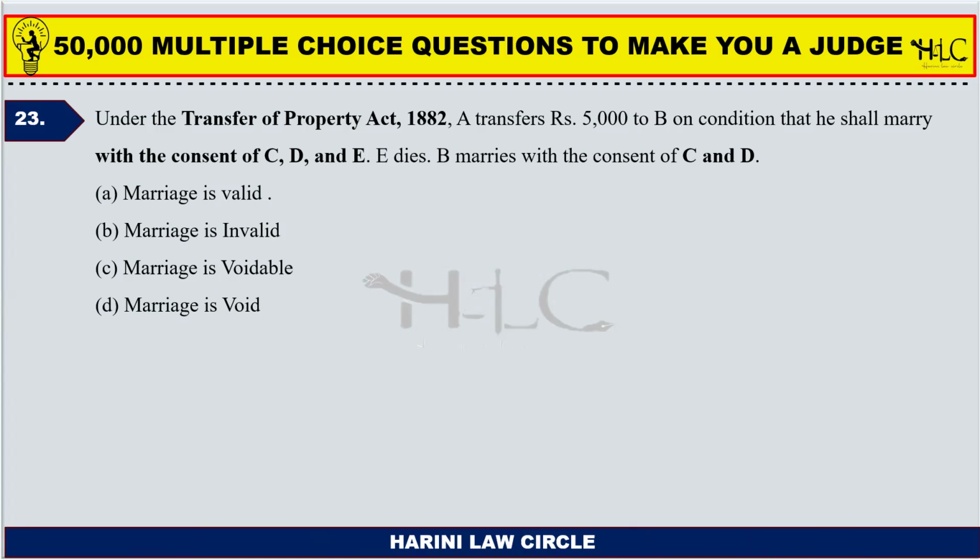See, A and B are involved in a condition that only with the consent of C, D, and E, the marriage should happen. Now E dies, right? B marries with the consent of C and D. So C and D are the remaining people who are there. So once C and D approve the marriage, with their consent the marriage is valid.